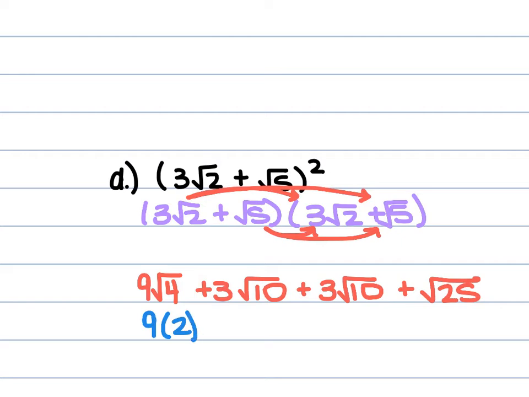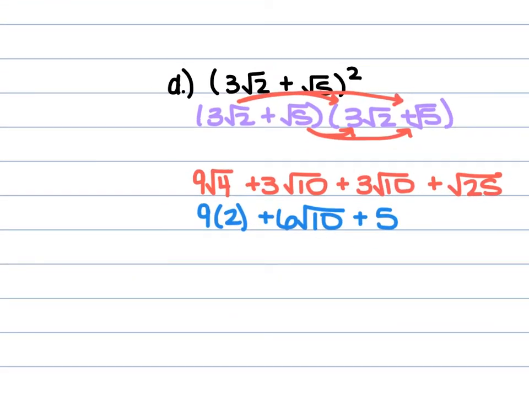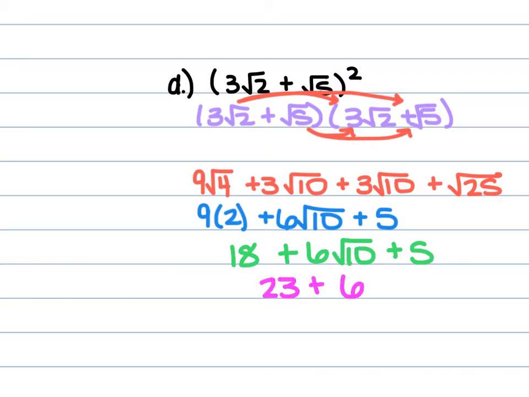3 square root 10 plus 3 square root 10 is going to be 6 square root 10, and then the square root of 25 is 5. 9 times 2 is 18. So 18 plus 6 square root 10 plus 5. 18 plus 5 is going to give us 23. So it's going to be 23 plus 6 square root 10.